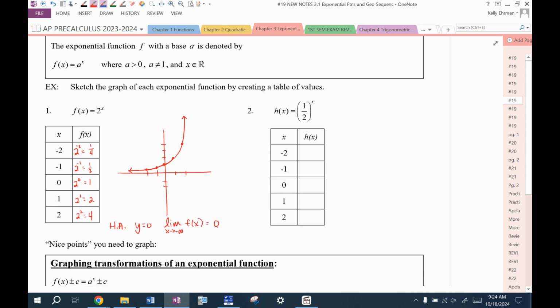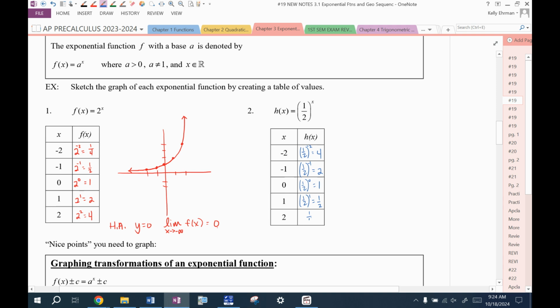All right, what if we have a base number that's a fraction? So when I raise 1/2 to the negative 2, that's going to be, flip that, 2 squared is 4. 1/2 to the negative 1, flip that, it's 2 to the first, so 2. Anything to the 0 is 1. 1/2 to the first is 1/2.